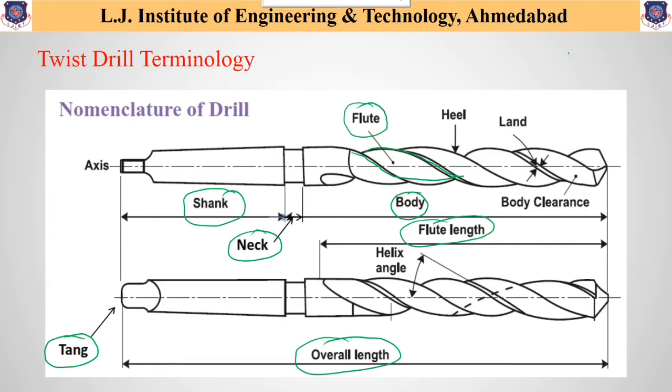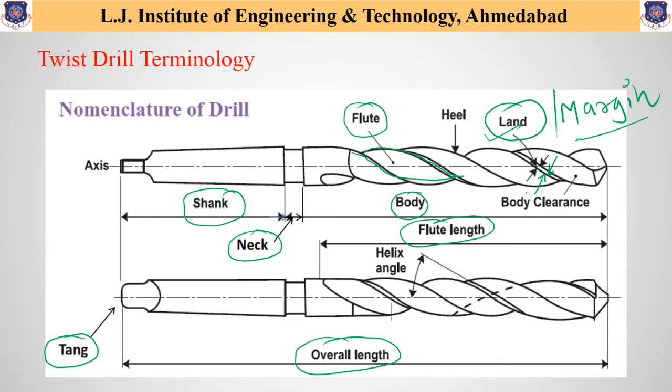Now the next part shown over here is the land. As you can see, it is the narrow surface ground on the edge of the flute. This is shown over here, and this land is also called the margin. So keep this word in mind, land is also known as the margin. And the twist drill is aligned with the help of this land.